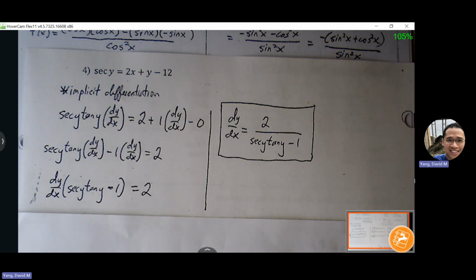Okay. Move the terms with dy dx to the left side, which lets you factor dy dx out, and divide each over.